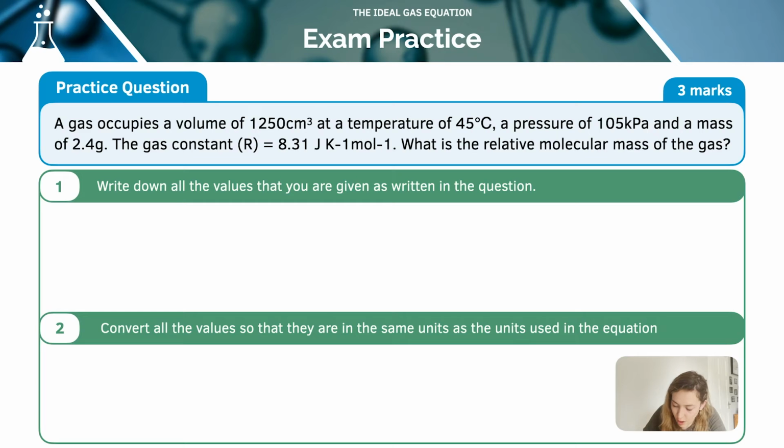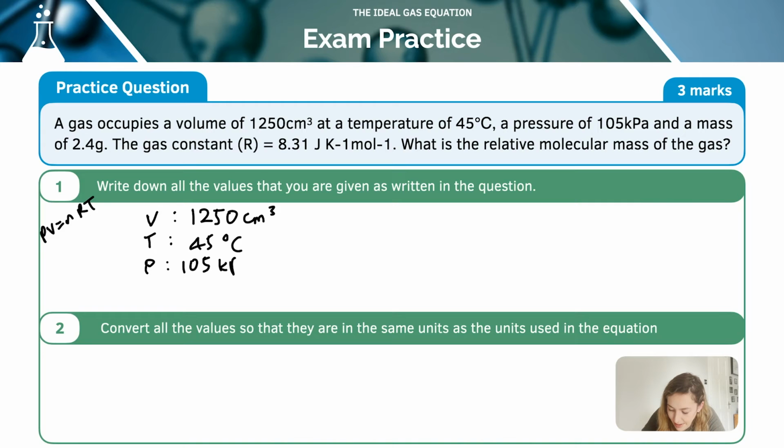Okay, so our volume is 1,250 centimetres cubed. Our temperature, our value for T, because of course we're using PV equals nRT, is 45 degrees Celsius. Our pressure, our value for P, is 105 kilopascals. Oh, there's a lot of converting needed here. Our mass is 2.4 grams. And our value for R, I'm going to check, but if it's not given, it's going to be what's in our data sheet, which is 8.31 joules per Kelvin per mole.